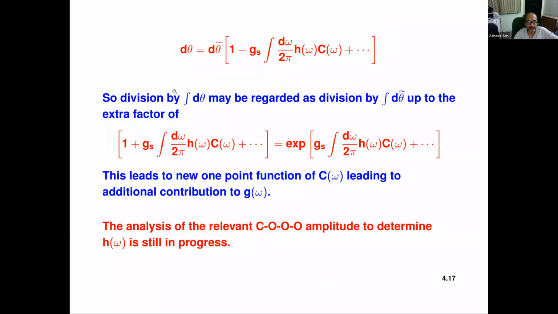Okay. So if we divide by integral d theta, that basically means that we have an extra factor of this kind in the path integral. This is a Jacobian, because you are taking the inverse of this, because you are looking at 1 over integral d theta. So this can be exponentiated, and this again can be regarded as an extra term in the effective action, which generates a 1-point function of C. And that is an additional contribution to G omega. Are there questions?